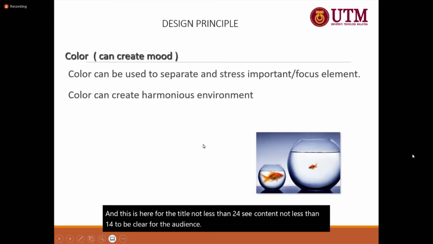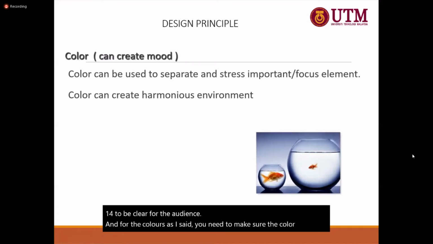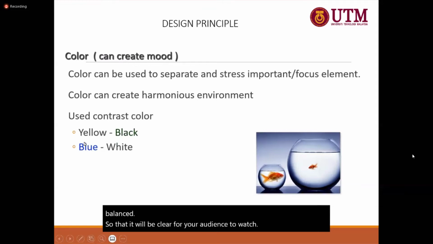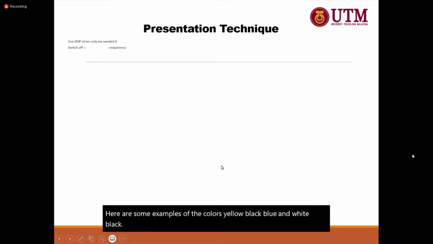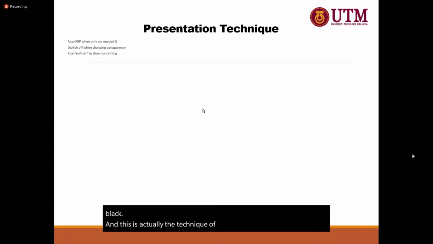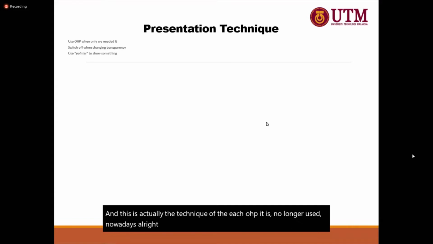And for the colors, as I said, you need to make sure the colors are balanced so that it will be clear for your audience to watch. Here are some examples of the colors: yellow, black, blue, and white, black. And this is actually the technique of the OHP. It's no longer used nowadays. All right, so it's just for your information.